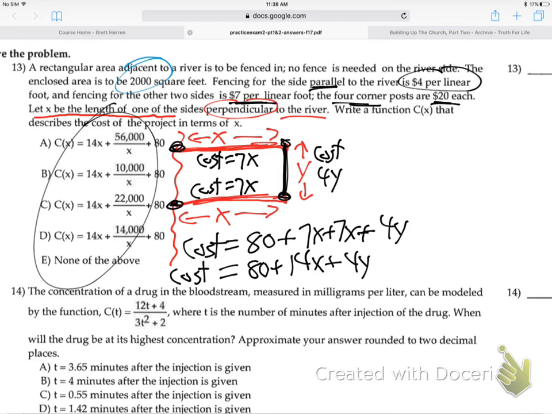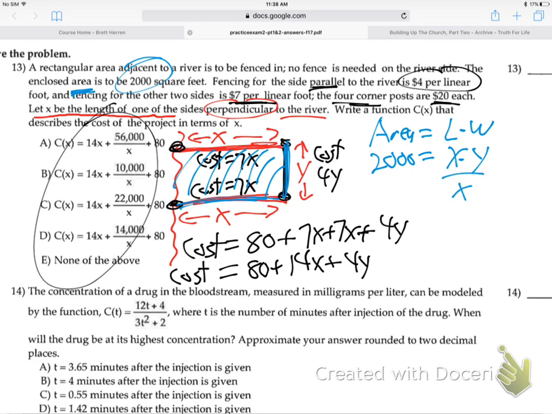What does it say? Area is, what's area? Space in the middle of the rectangle. Area is 2,000. What's the area formula for a rectangle? Length times width. So the 2,000, the area, what's length and width? X and y. Right? X is how wide, y is how tall. So there we go. You can solve that for y now and plug in. So divide by x. Y is 2,000 over x. Plug it in right there.